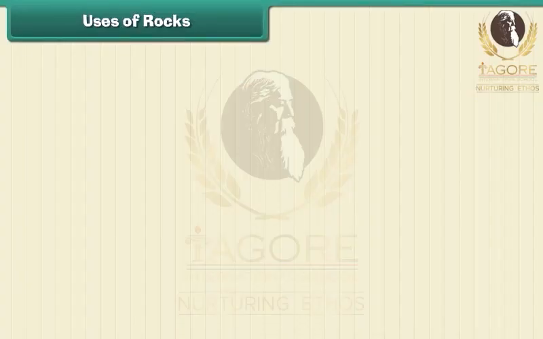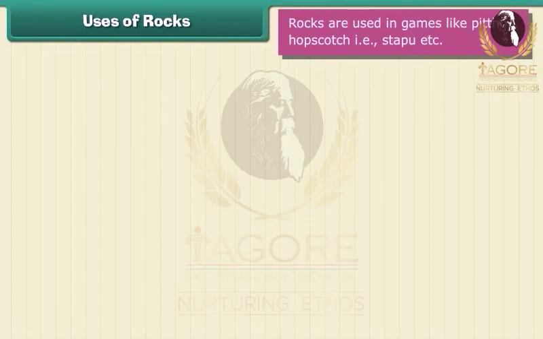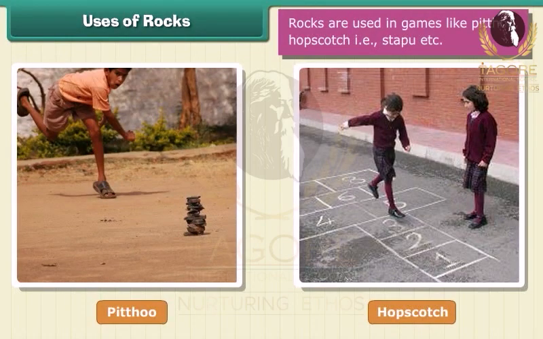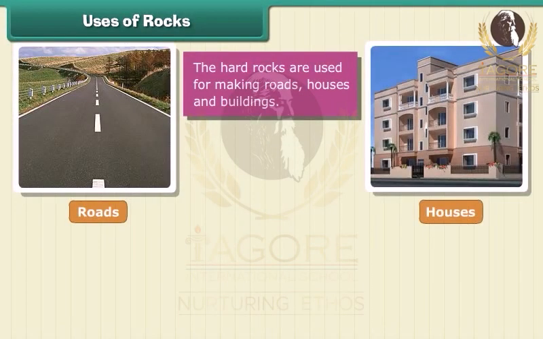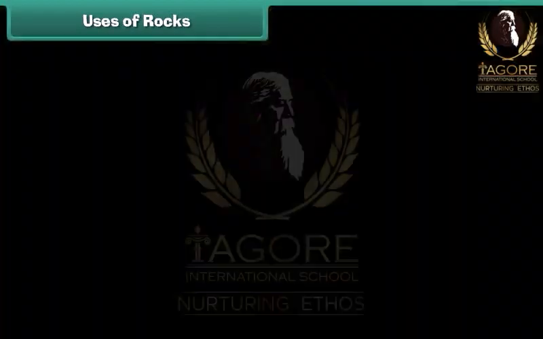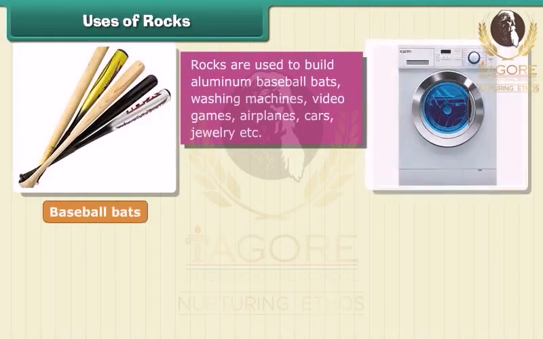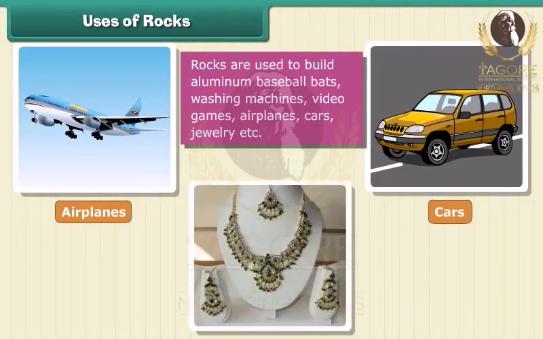Uses of rocks. Rocks are very useful to us. Rocks are used in games like pittu, hopscotch, that is, stapu, etc. The hard rocks are used for making roads, houses, and buildings. Rocks are also used to build aluminium baseball bats, washing machines, video games, airplanes, cars, jewelries, etc.